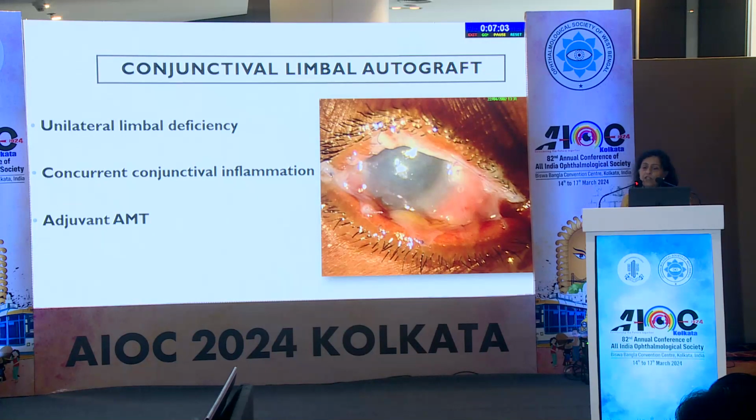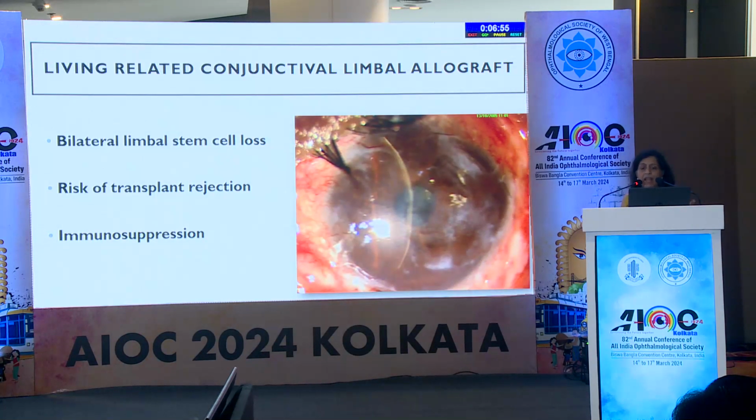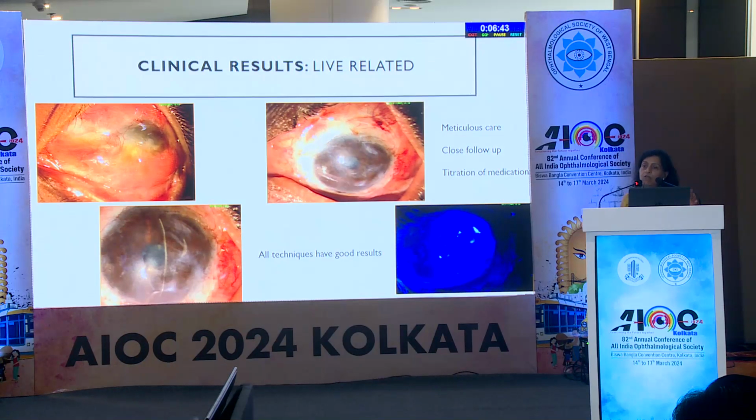Now, when you have a case of conjunctival limbal autograft, as Dr. Lomi said, you can also combine it with an adjuvant amniotic membrane if there is an associated symblepharon. And even a living-related conjunctival allograft can work in such situations, for example, if there's a bilateral deficiency. But when you're taking an allograft, you must use a pretty heavy immunosuppression. So you'll have to use oral steroids and very heavy topical steroids as well.